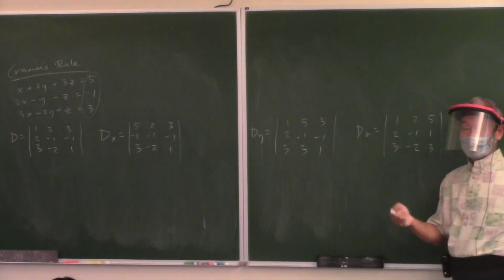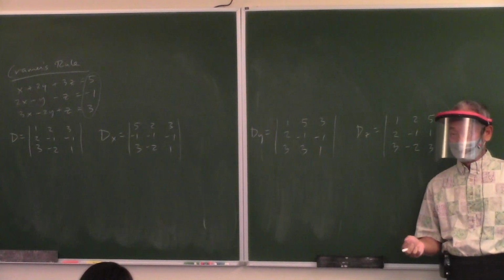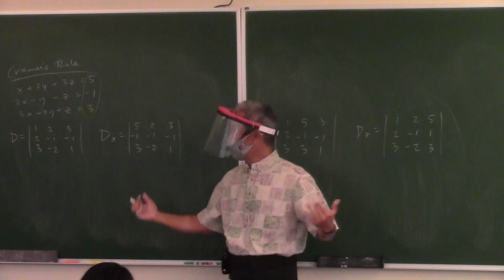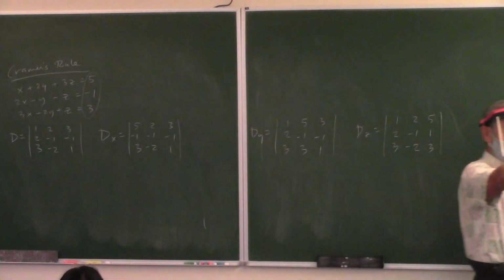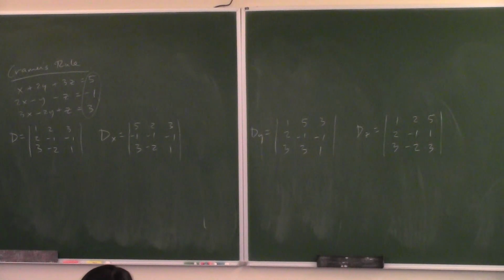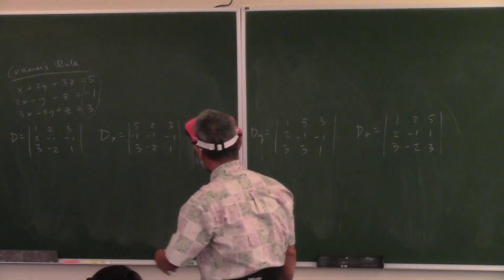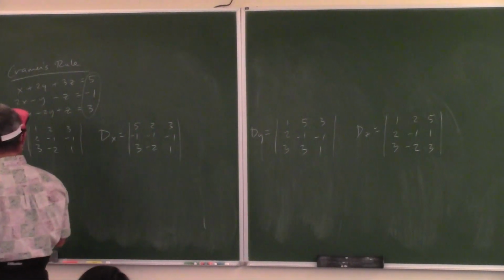Now what you have to do is compute these four determinants. We're going to practice. You're going to have several of these on tomorrow's quiz. D sub x, D sub y, and then D sub z. Go! Let's see if we can do one in the time it takes me to do four. Hopefully I won't make a mistake this time.